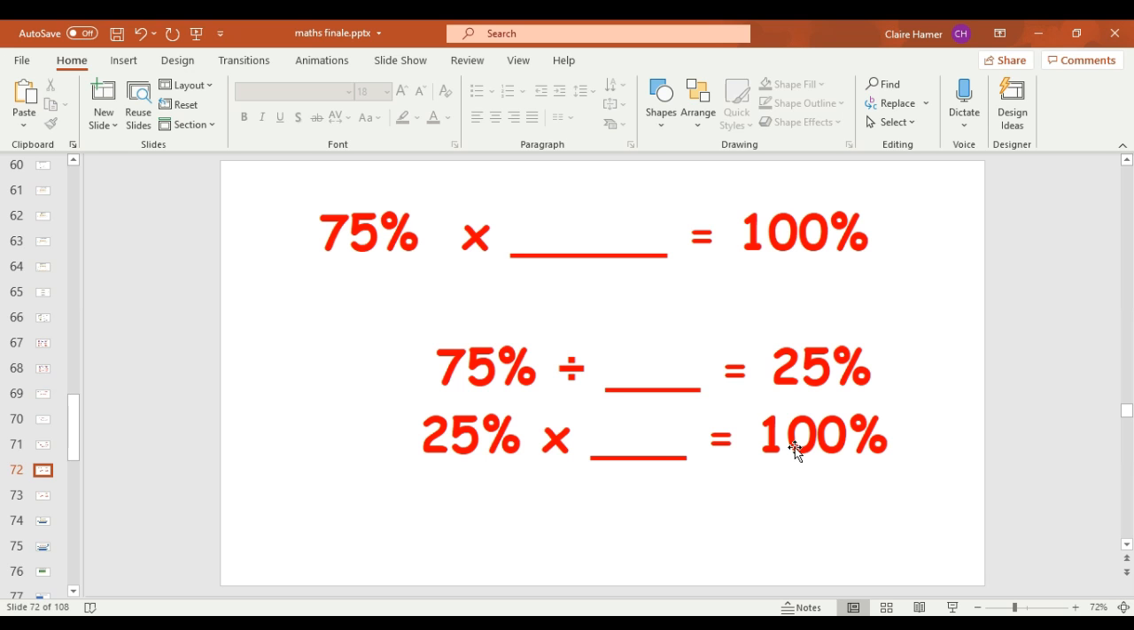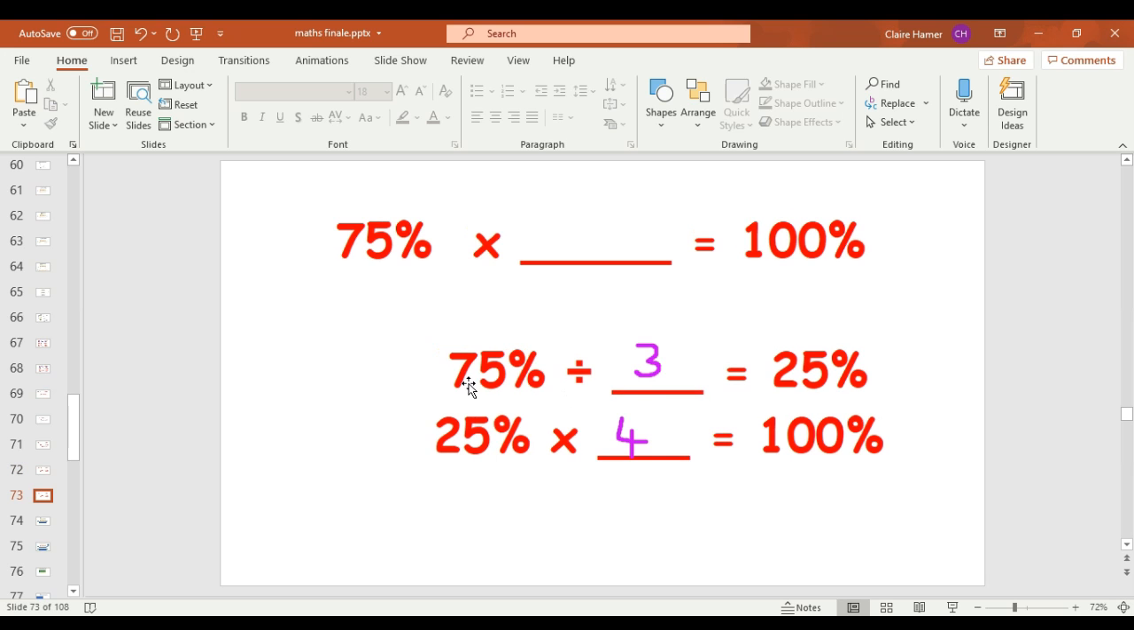Okay, I'm going to reveal. So I did 75 divided by 3, which is 25, because I go 25, 50, 75. And then I know that 25 times by 4 is 100. So these routes are going to be helpful for the main part of the session.